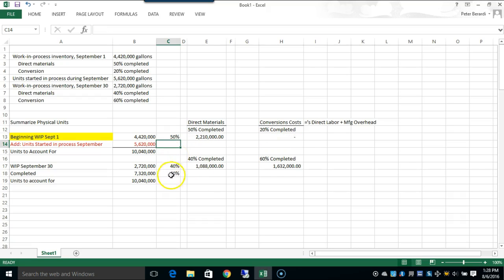So I'm going to take this out because you might get confused and think that completed is 60%. It's really just the beginning and ending WIPs. I put it there so I could do a formula.